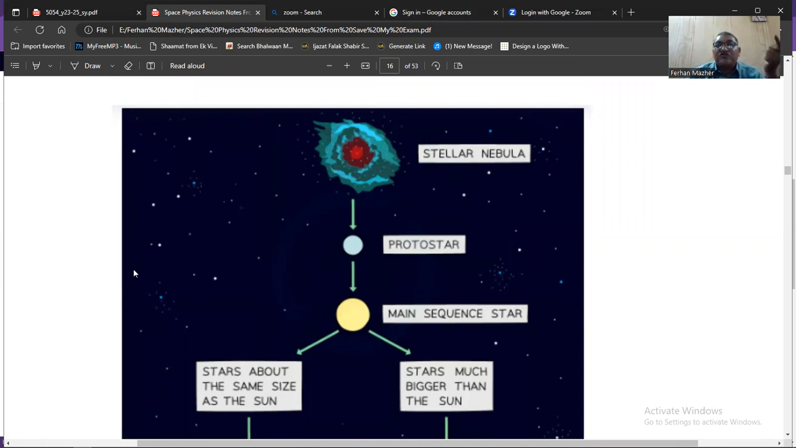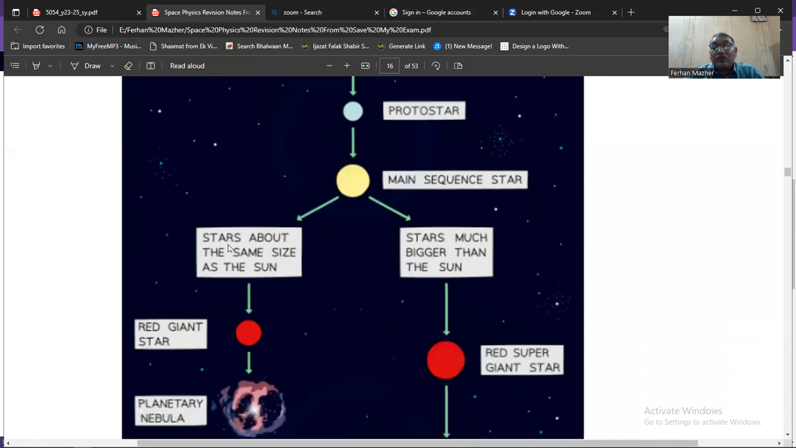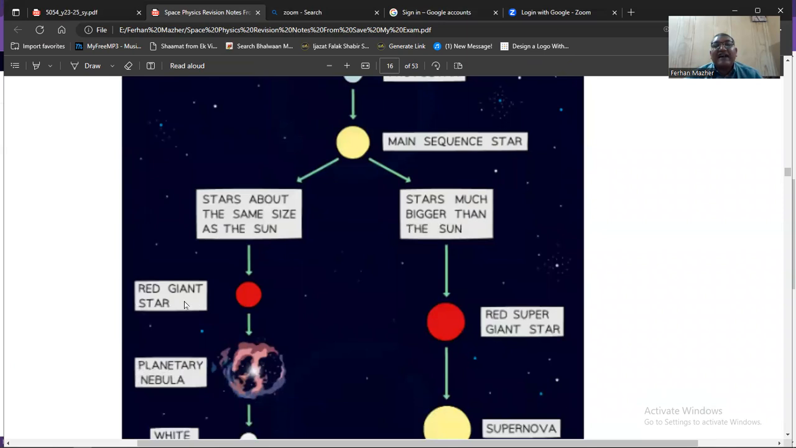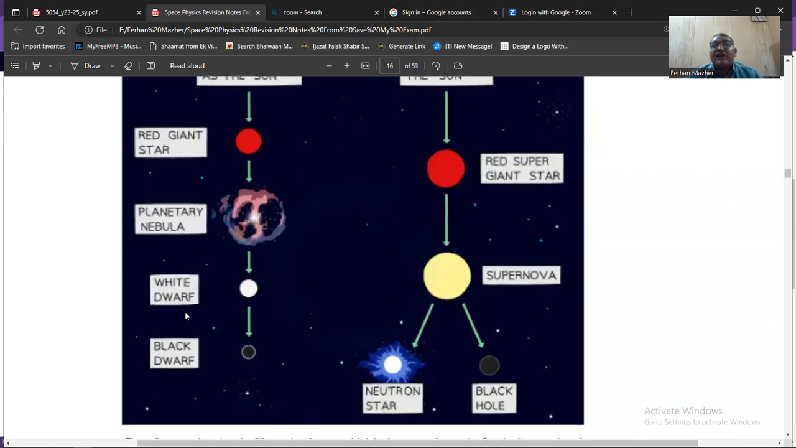Stellar nebula, protostar, then we have the main sequence star. Then there are different stages for the stars which are the same size as our sun, and a different life cycle for the stars which have a huge mass. So the stars the same size as the sun will convert into a red giant star, then form the planetary nebula, then convert into a white dwarf, and then into a black dwarf.